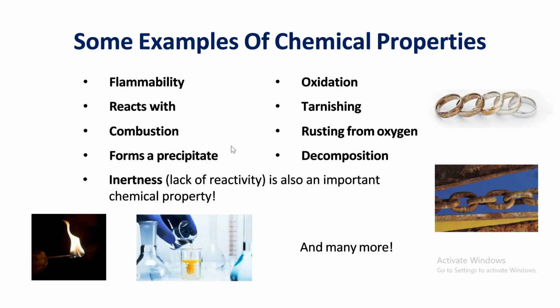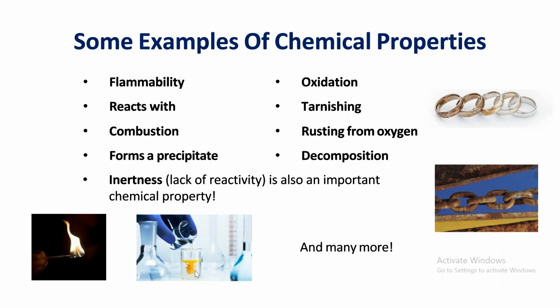Now, precipitation, as you can see, is shown here when you mix two colorless liquids, and in this case, you got a solid. And in this example, the color of the solid is yellow. The yellow solid is called a precipitate, and this is a precipitation chemical reaction.